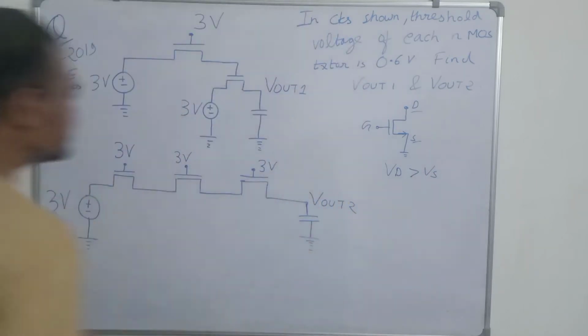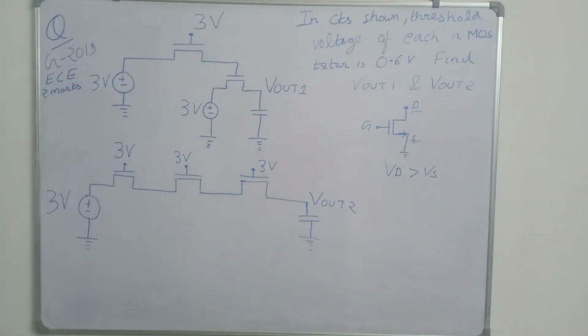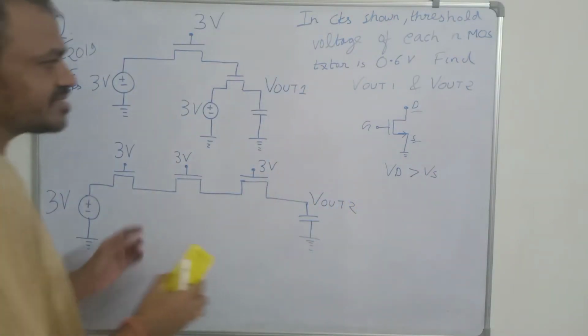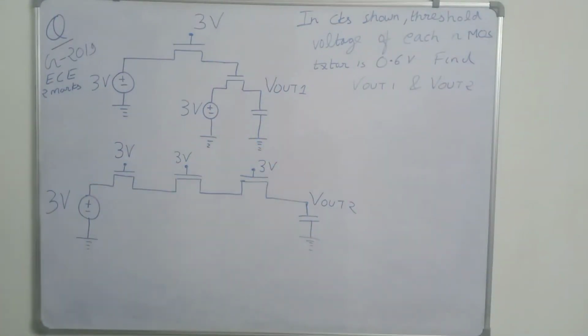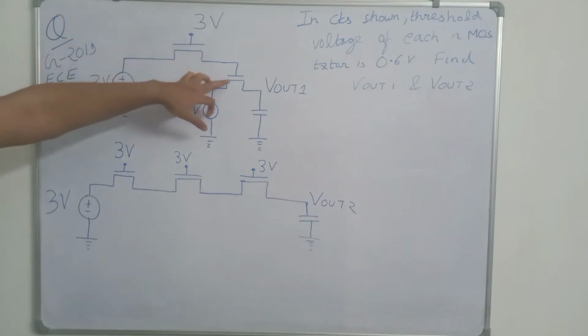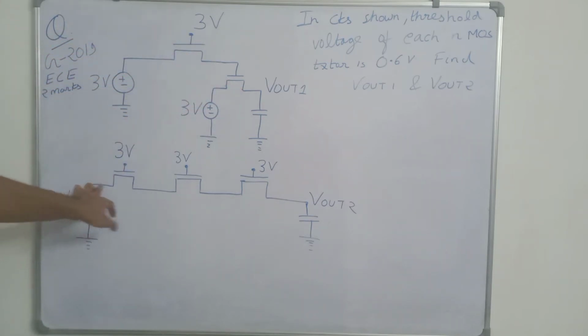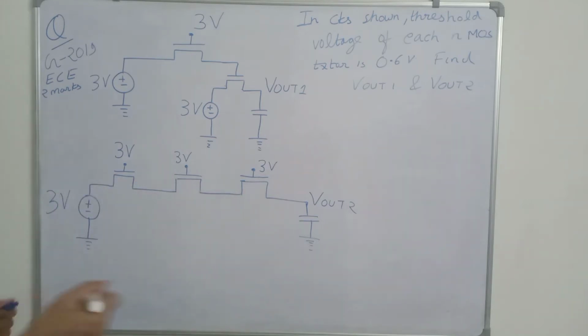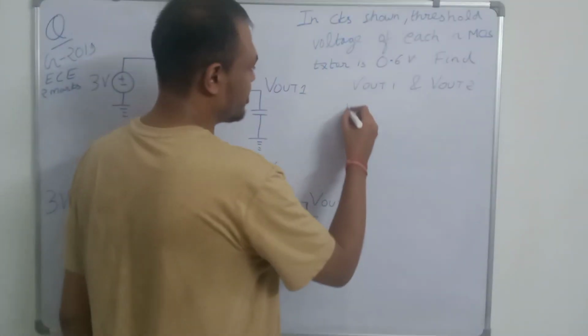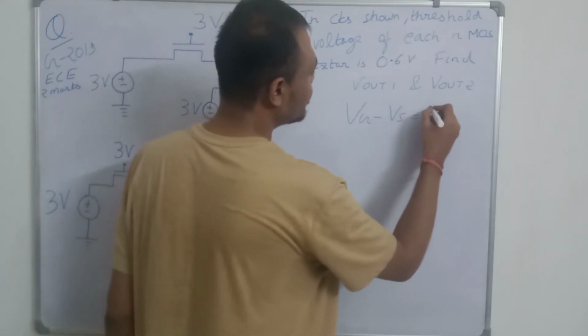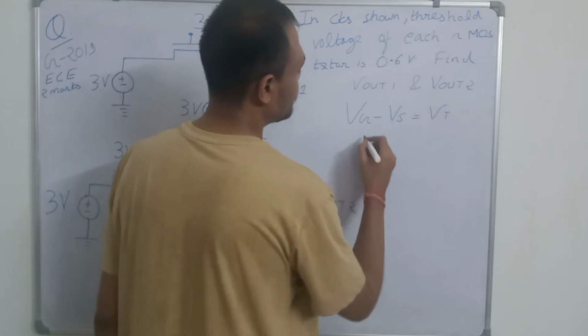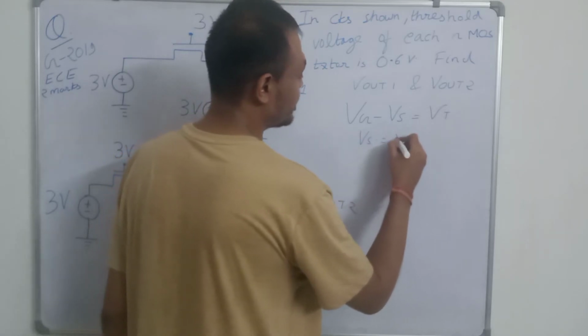This is about N channel MOSFET. So VD is greater than Vs. Also in N channel MOSFET, this is a pass transistor. This is one pass transistor, this is another pass transistor. Similarly in this figure also, these are the three pass transistors. So for pass transistors, Vg minus Vs should be equal to Vt. So Vs is equal to Vg minus Vt.